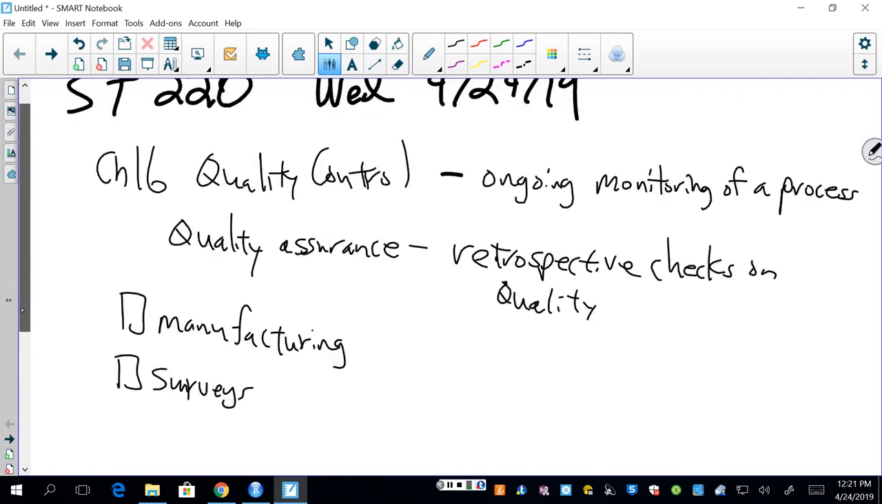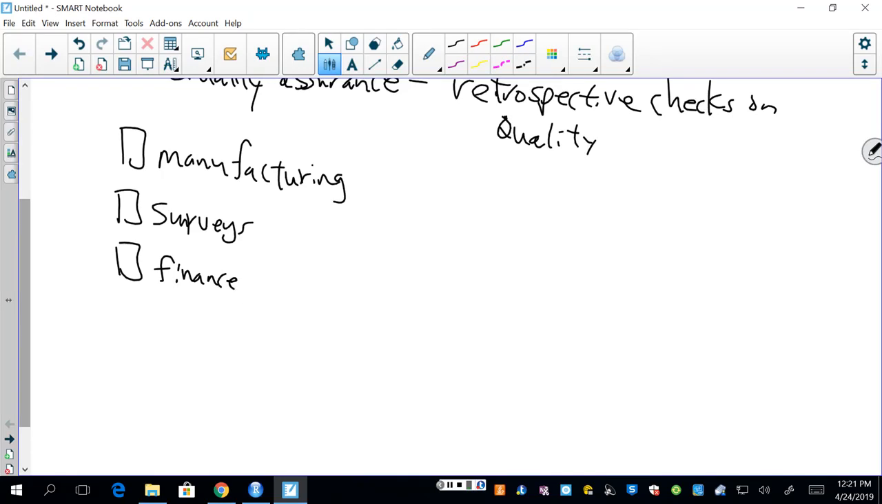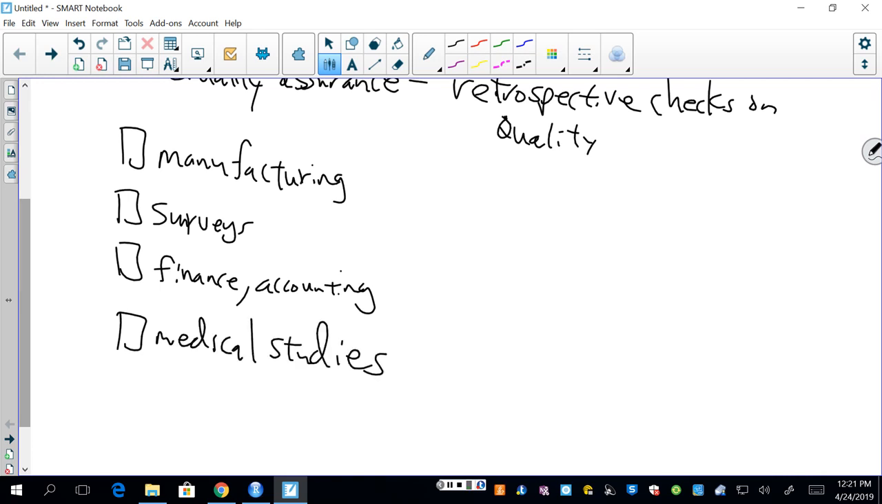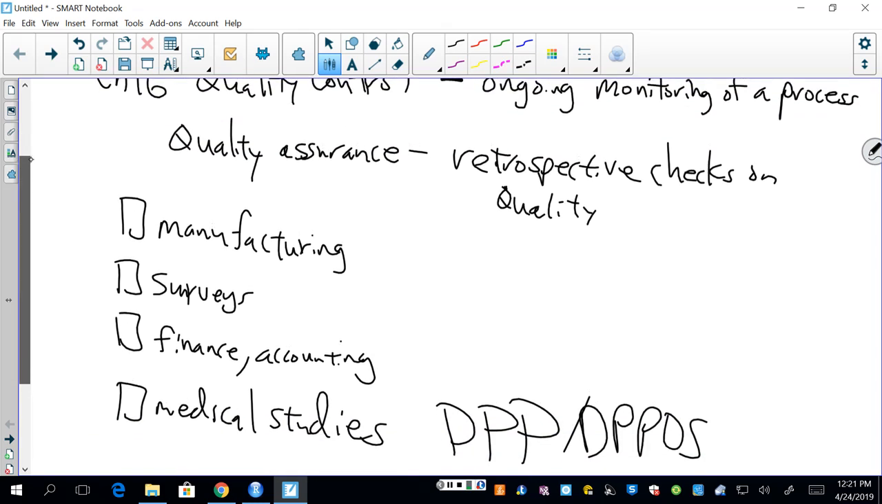Right? The quality control would also be done in things related to finance, accounting, that type of thing, so that bills that are being paid and things that are being processed are done correctly. This is also done in medical studies. So at the George Washington University, I was involved in the DPPOS, diabetes prevention program, and its outcome study. And they had both the quality control going on and quality assurance.